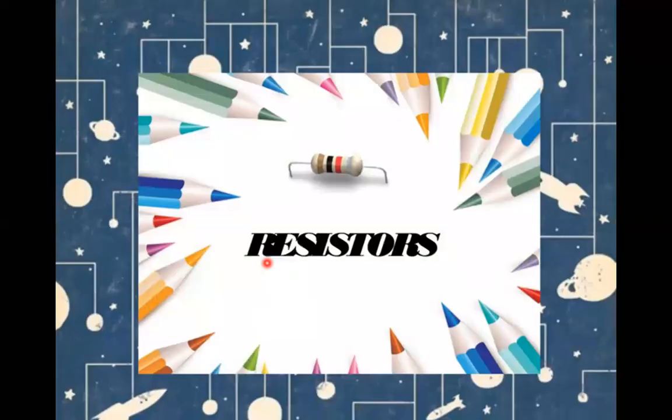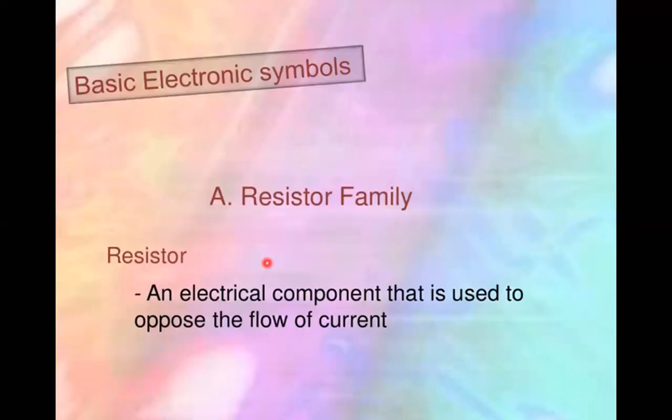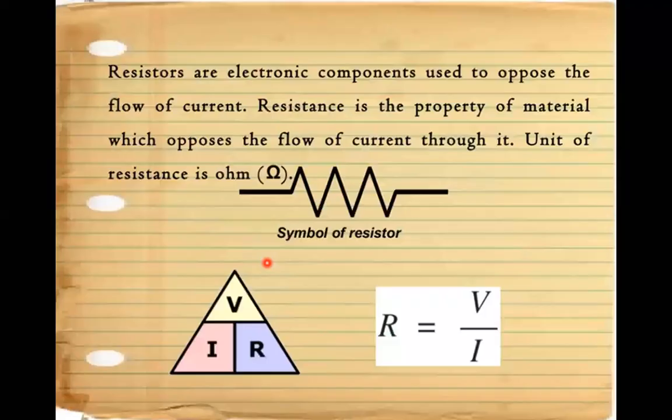Now let's understand elaborately what resistors are. A passive component, the resistor, is an electrical component that is used to oppose the flow of current. So we can define resistors as electronic components used to oppose the flow of current, or resistance is the property of a material which opposes the flow of current through it.